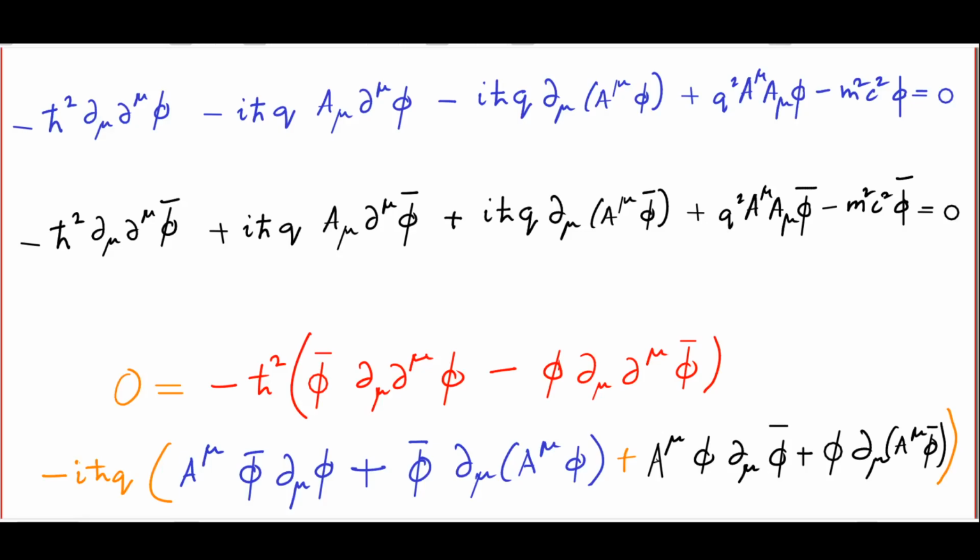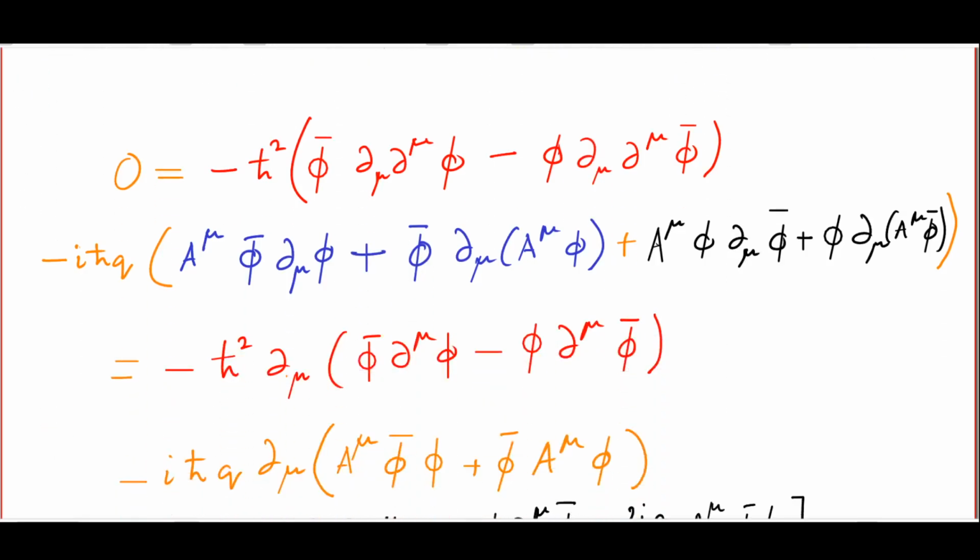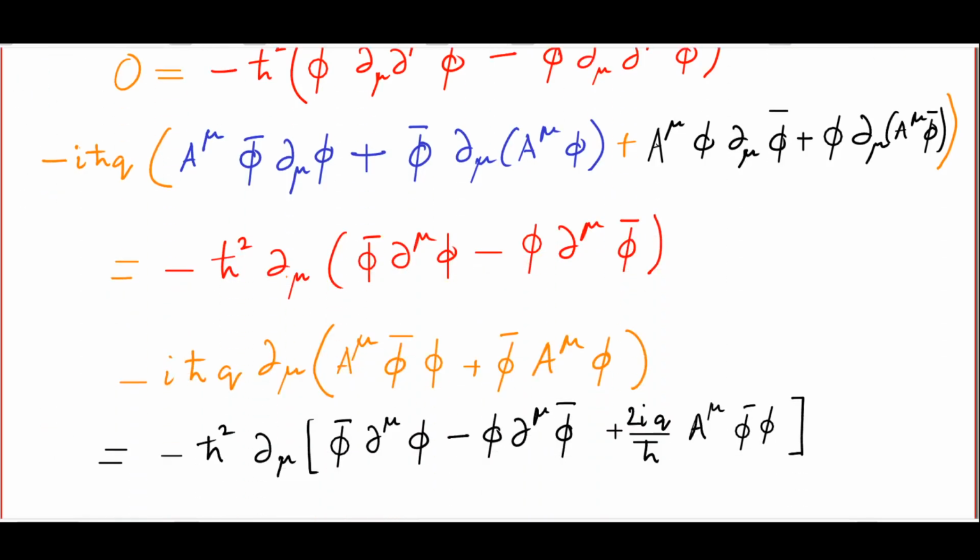The second and the third terms actually give you the same 4-derivative ∂_μ of A^μ φ̄φ. And if you put them together, this expression simply becomes minus ħ² times ∂_μ acting on (φ̄ ∂^μ φ − φ ∂^μ φ̄), which is exactly what we had earlier without electromagnetic fields. The presence of the electromagnetic field has added one extra term. You have got twice iq by ħ, A^μ times φ̄φ as an additional piece. And that's it.